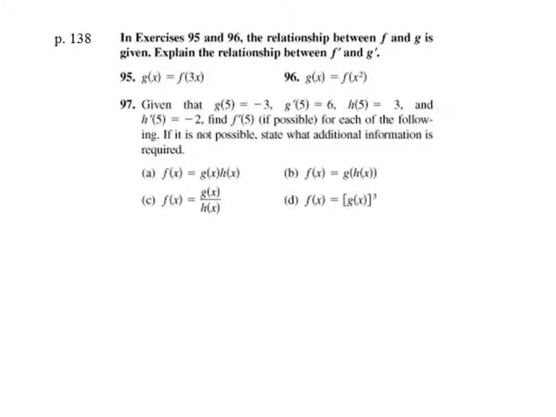If we were doing part B, we're trying to figure out what f prime of 5 is, for each of the following, if it's possible. So in B, we know that f of x equals g of h of x. What we first need, of course, is f prime of x, if we're going to get f prime of 5. So let's just use our function notation.